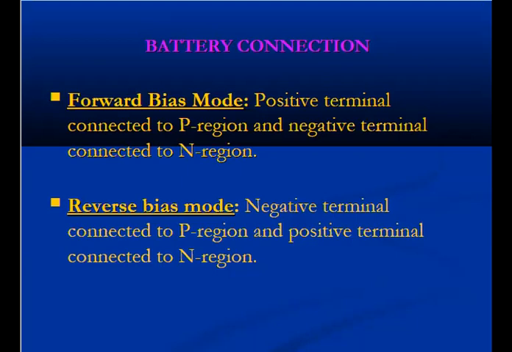That means P type is connected to the negative terminal of the battery and N type is connected to the positive terminal of the battery, then it is called reverse bias. As the negative terminal of the battery is connected to P type, the holes, which have positive charges, are attracted by the negative terminal of the battery and they move away from the junction. Hence the depletion region will increase as the applied voltage increases.